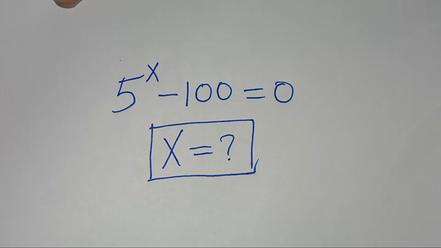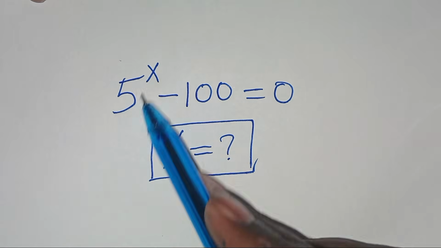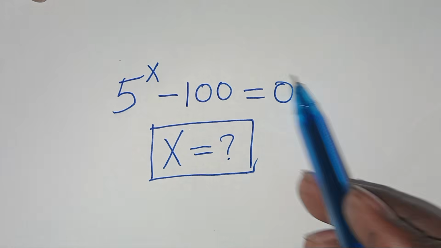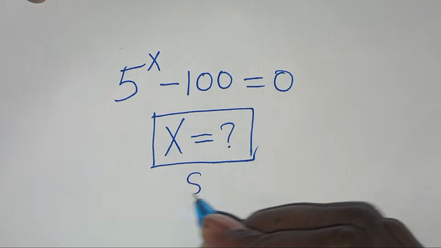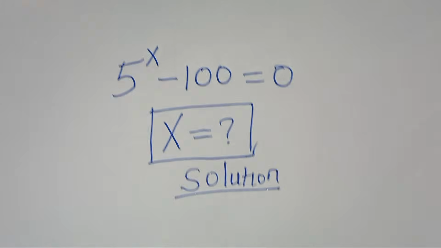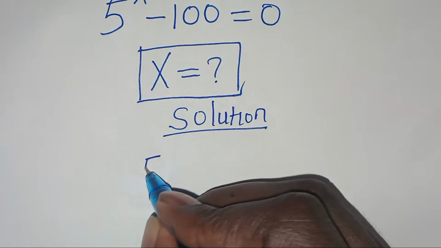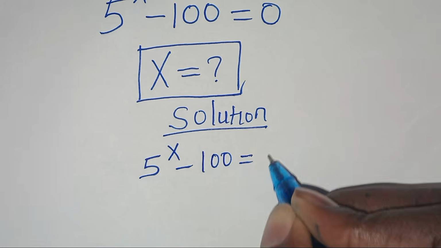Hello everyone, you're welcome to solve this nice exponential equation, which is 5 to the power of x minus 100 equal to 0. So what is the value of x? Now let's provide a solution from here. So we have 5 to the power of x, subtract 100, this is equal to 0.